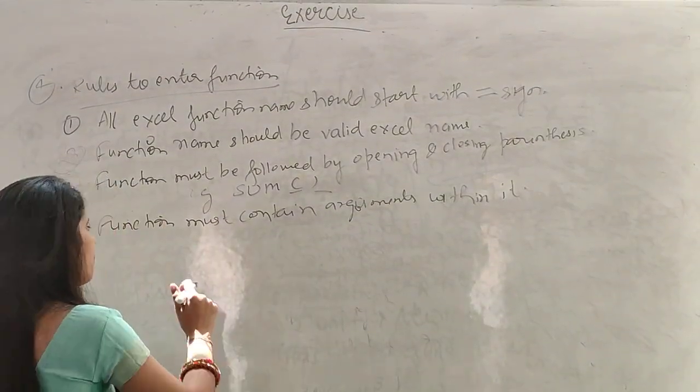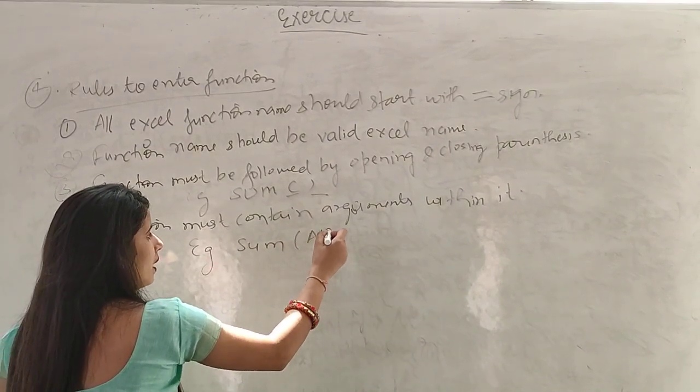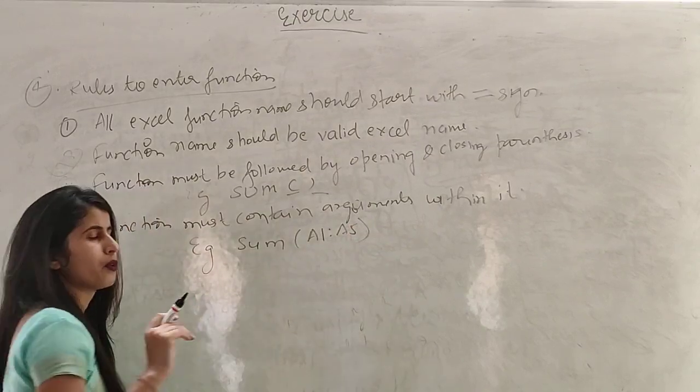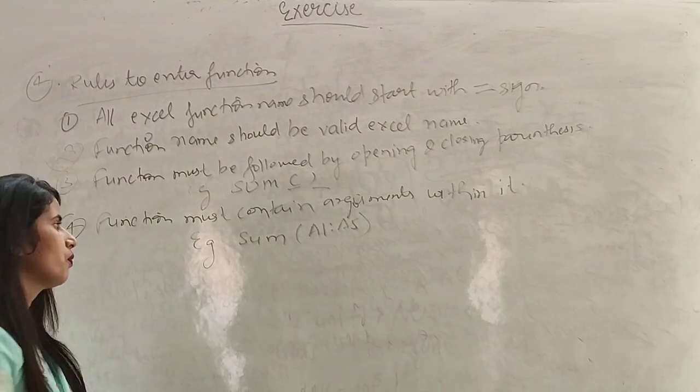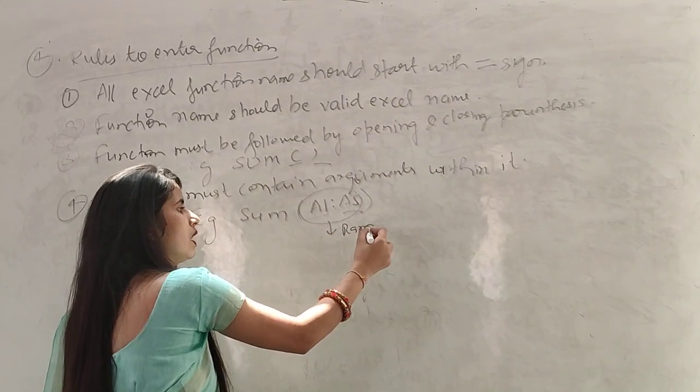Argument means suppose we are going to find sum. So here I am writing A1 to A5 means it is going to find the sum of the range A1 to A5 and A1 to A5 is known as range.